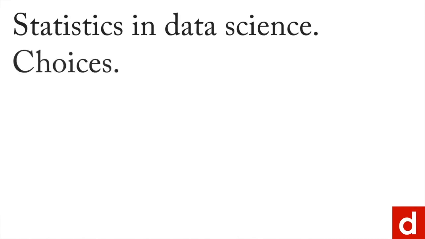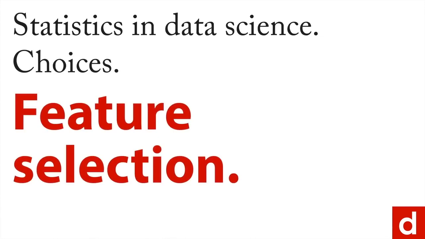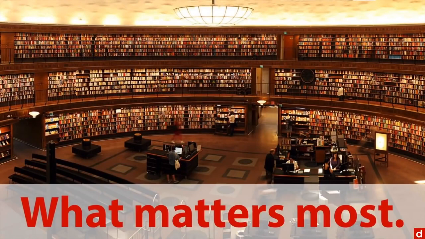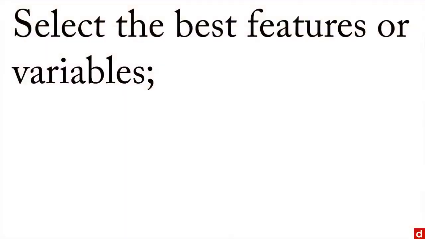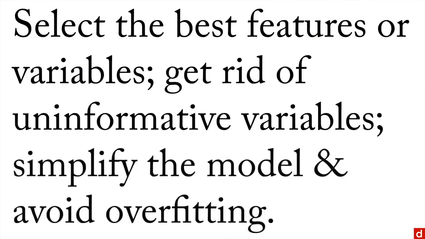Statistics and data science offer a lot of different choices. One of the most important is going to be feature selection, or the choice of variables to include in your model. It's sort of like confronting this enormous range of information and trying to choose what matters most, trying to get the needle out of the haystack. The goal of feature selection is to select the best features or variables and get rid of uninformative and noisy variables and simplify the statistical model that you're creating, because that helps avoid overfitting, or getting a model that works too well with the current data and works less well with other data.